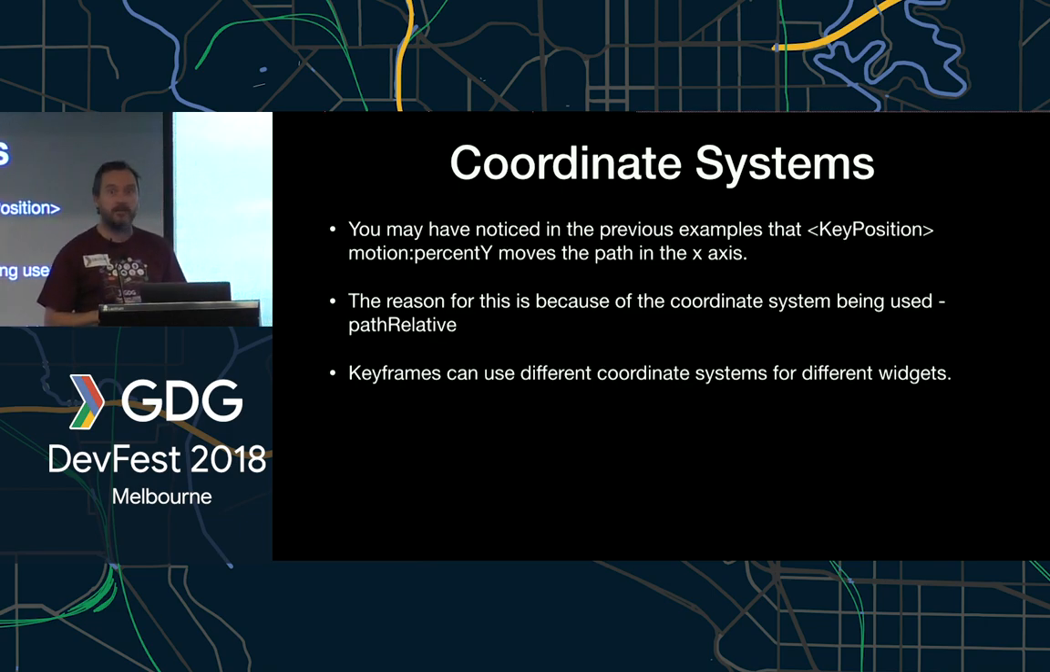So the keen-eyed people in the room might have noticed that I said we were having a percent Y keyframe there, and it went left to right, side to side. That is the x-axis in most people's brains, side to side, rather than the y, which is usually up and down. Why is that? Well, it's because of the coordinate system we're using. I'm going to talk about coordinate systems next, because it's important to make sure you get the right one in your head to work out why X and Y work in different directions for different types of animation.